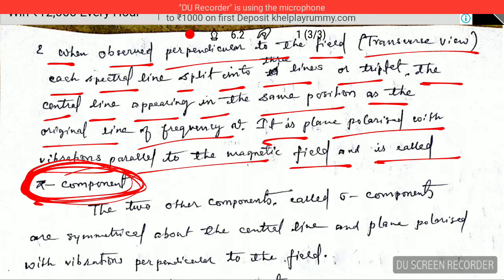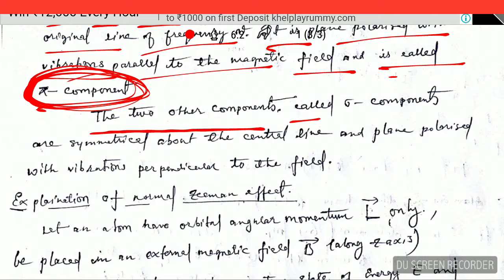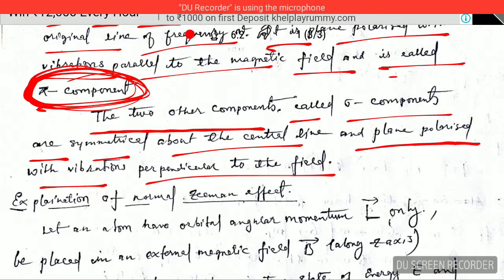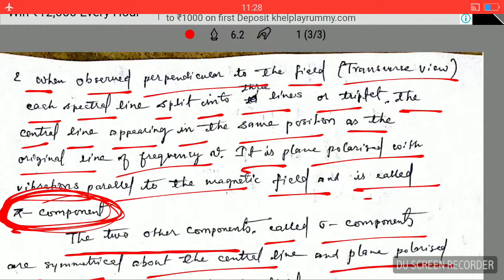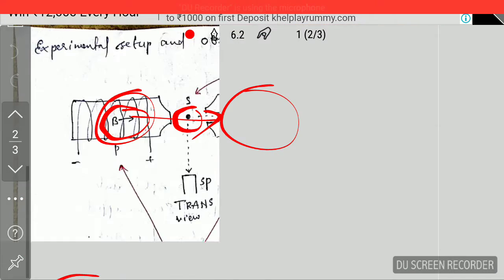So this is what I have already explained to you. Let's come to our further observations: the two other components, called the sigma components, are symmetrical about the central line, and plane polarized with vibrations perpendicular to the field. This I have already explained in the diagram, so let's go to the diagram again.